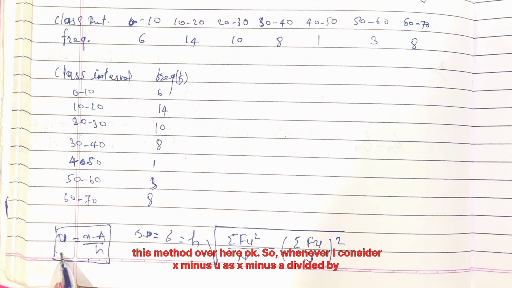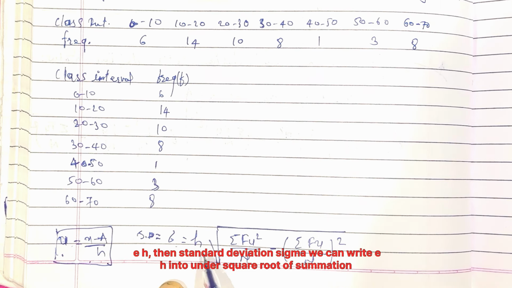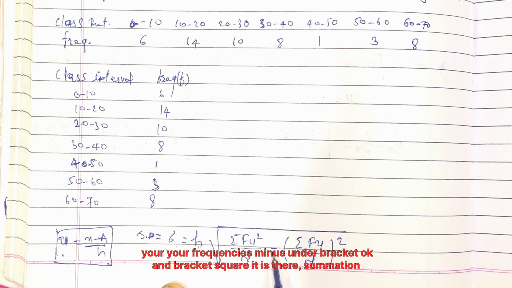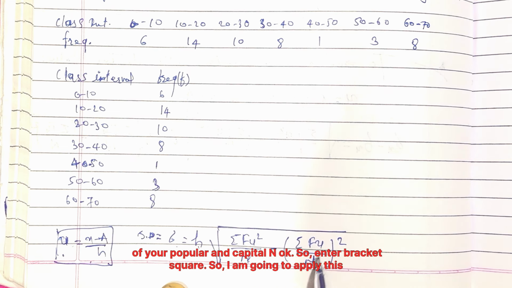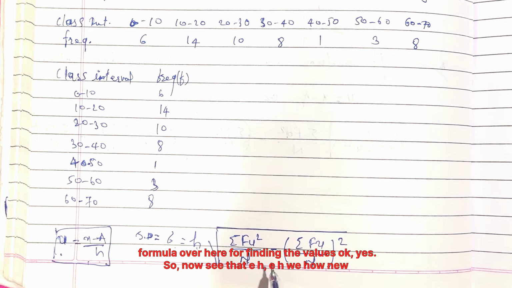Whenever I consider u as x minus a divided by h, then the standard deviation sigma can be written as h into the square root of summation f u squared divided by capital N, minus the bracket of summation f u divided by capital N, whole squared. Capital N means the summation of your frequencies. I'm going to apply this formula here for finding the values.